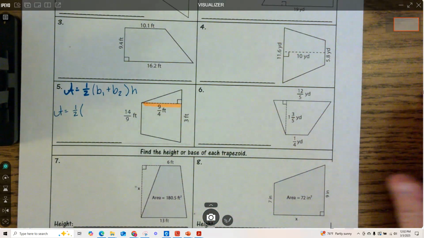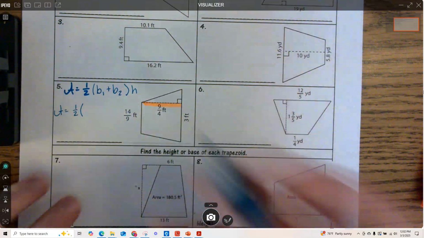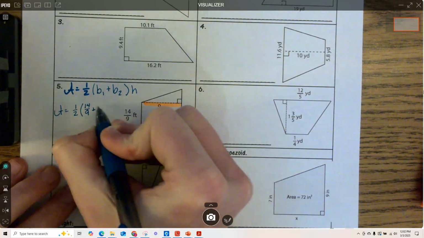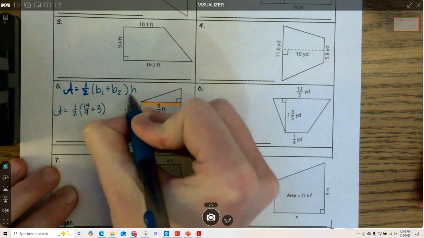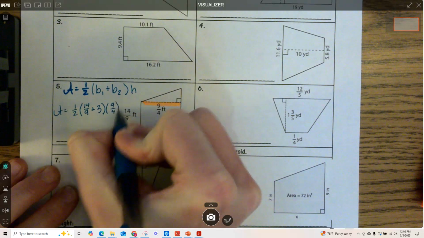Just don't use that for B1 or B2. If you can kind of single that one out, put it to the side and know you can't use that one yet, it helps. So here's my two bases. I've got 14/9 and I've got 3. And then my h, my height, is that 9/4.